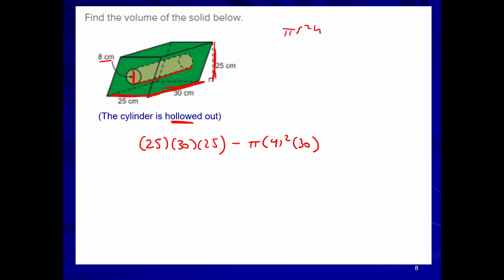Okay, so we can add volumes, we can subtract volumes in the same way that we add areas or subtract areas.